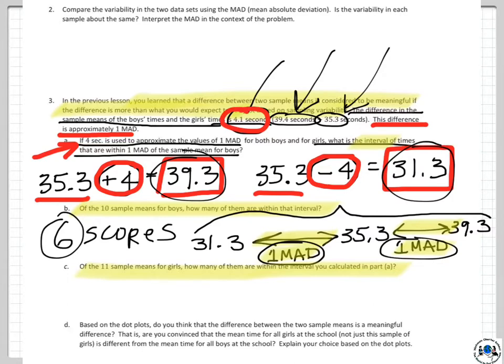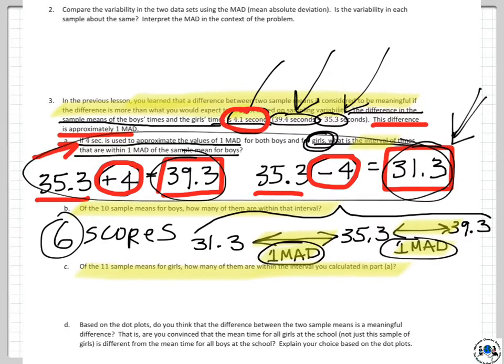Oh shoot, okay, I'm sorry. I missed that. I was just doing boys. Why don't you go ahead and do girls? Find out the interval for girls now, again using the girls mean and the 4 seconds for the MAD. Come up with something like this, all this here for the girls before we go on. All right, because I forgot that.